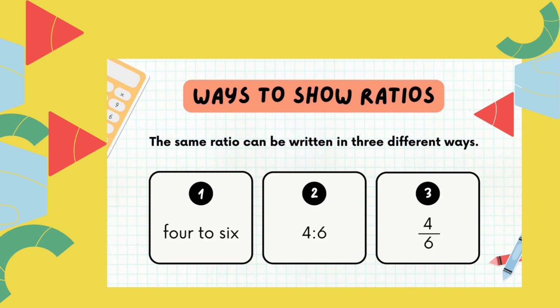Okay, so there are 3 ways to write ratios. First way is you can write it in word form, 4 to 6. Second way, you can write it in just number form, numeral form, 4 to 6. And the third way, you can write it as a fraction, 4 over 6.